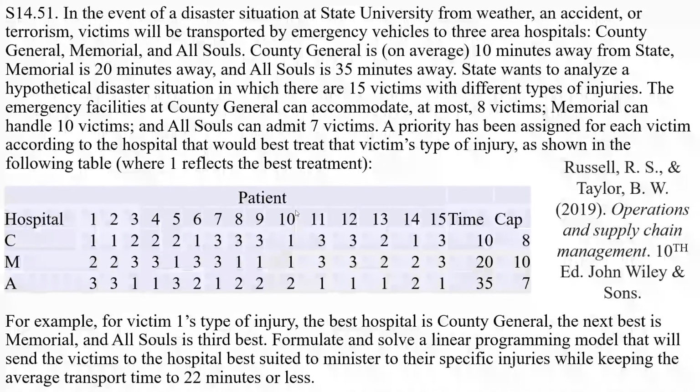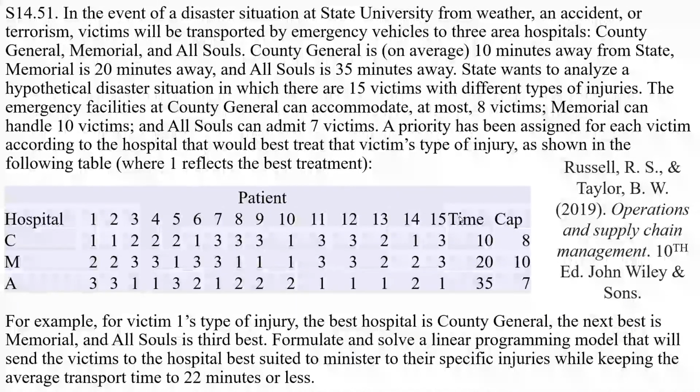So, for example, patient 10 is only treated best in hospitals C and M, and the second best option is A, but there is no third option. So it probably has a condition where... so these are the priorities that these different patients have.